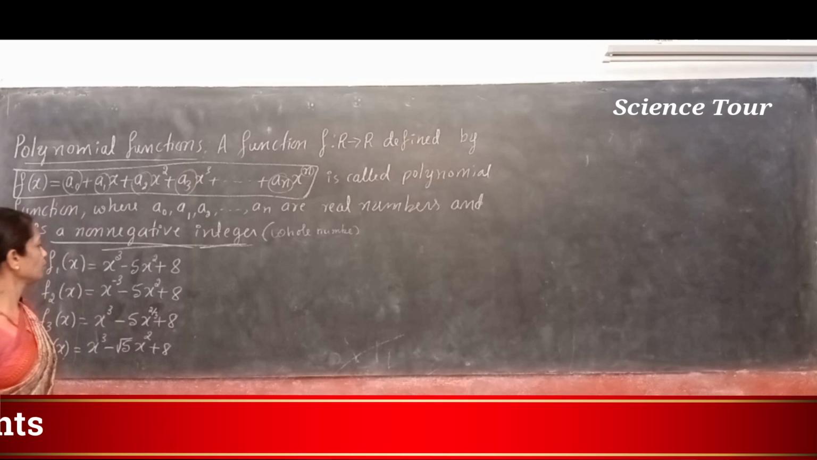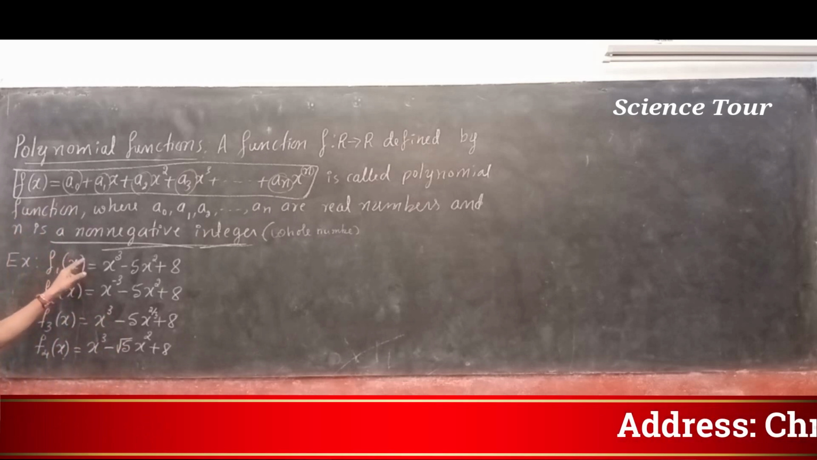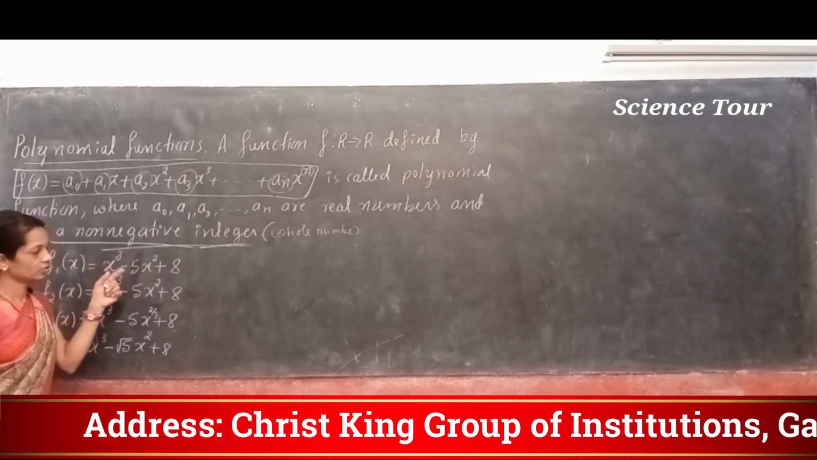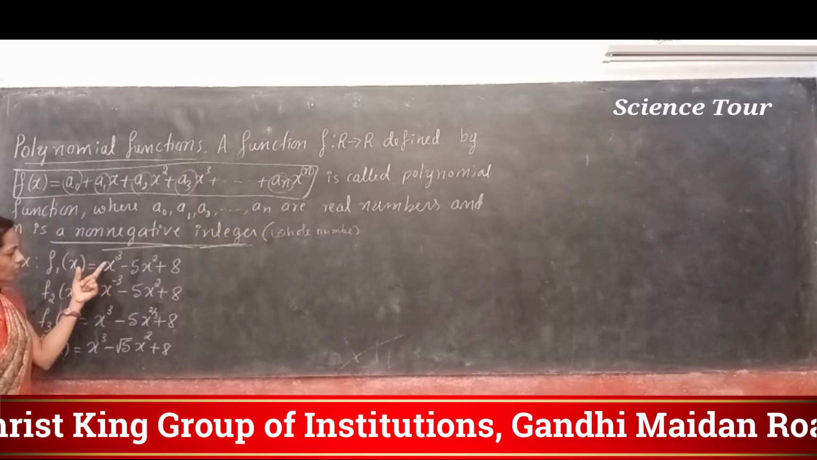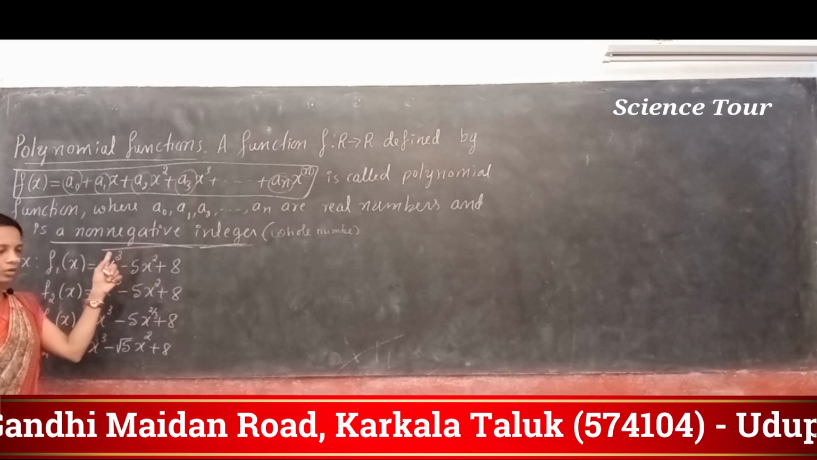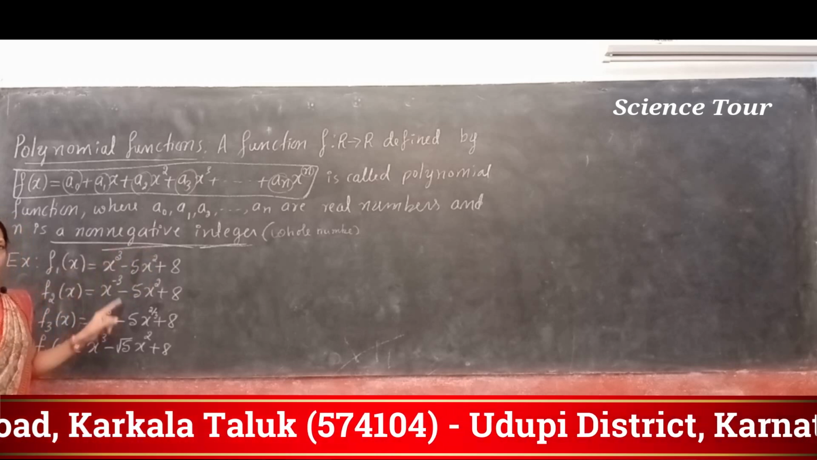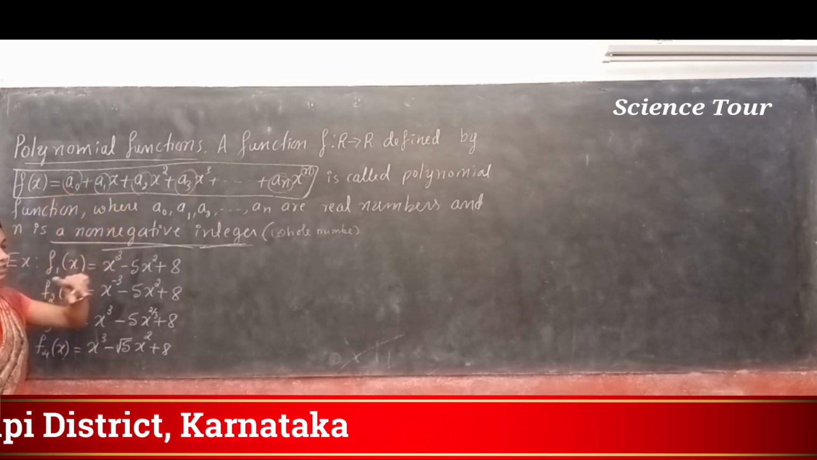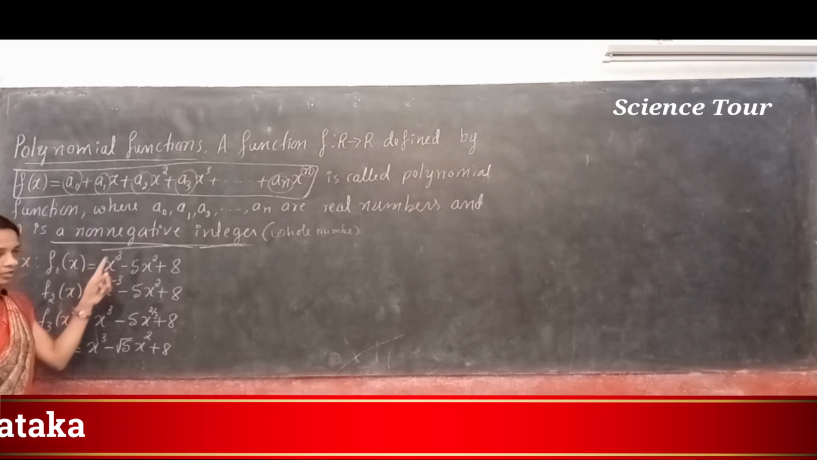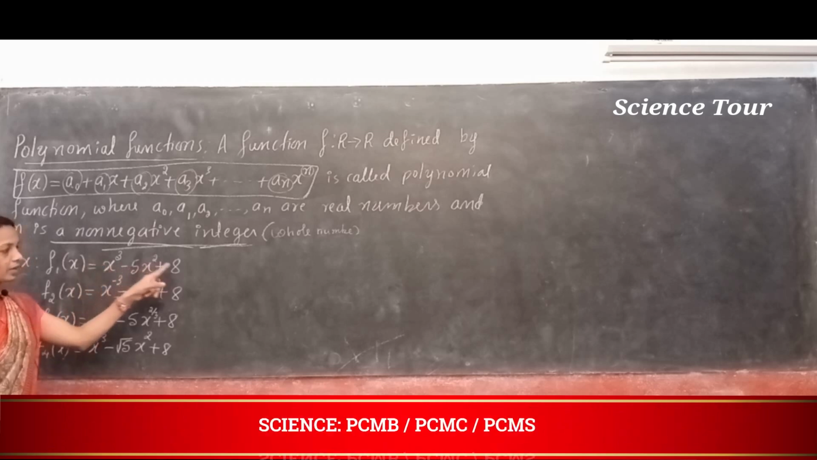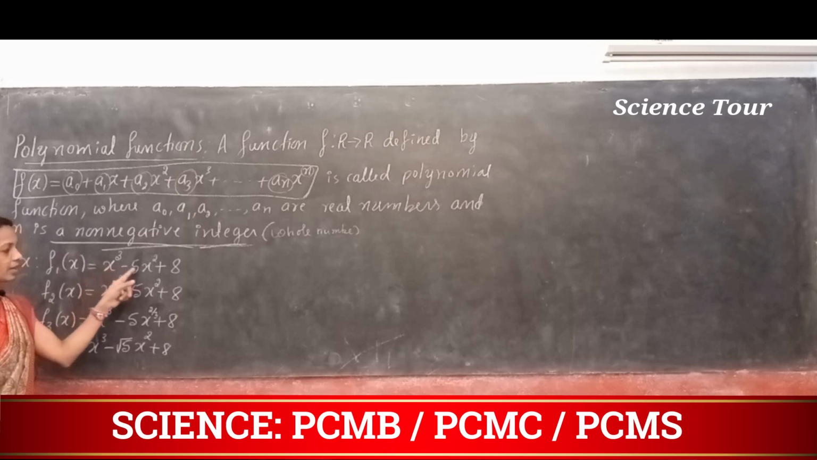Now first observe f1 of x, that is x cube minus 5x square plus 8. Just for an example I have taken this, and here you observe each power of x. Here the power of x is 3, here the power of x is 2. 3 and 2 are whole numbers. The coefficients a naught, a1, a2, a3 etc, like in the general definition, here are 1, where nothing is there means the number is 1, and minus 5, 8. They are real numbers, always real numbers.